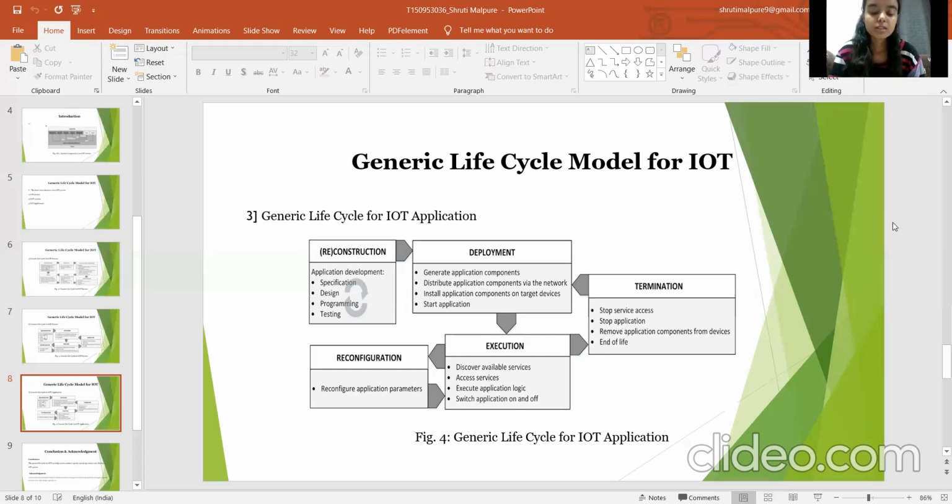The reconfiguration stage allows users to adjust the application parameters via the network. The proper realization of this stage will improve the usability and modifiability. The last stage is termination. In this stage, the application should stop accessing service, stop the execution, and remove itself from the host device. A proper realization of these termination activities helps adaptability, as the system can recognize the application removal in a timely manner and synchronize its state accordingly.